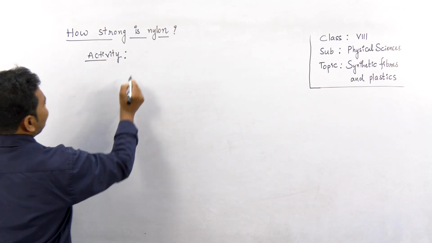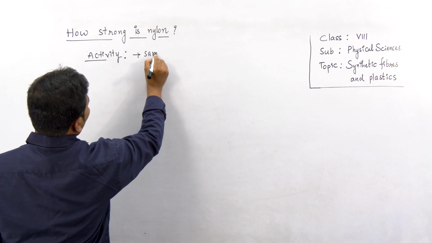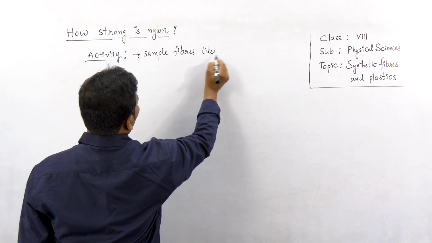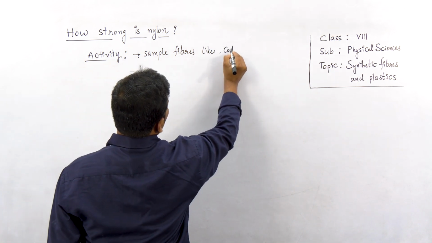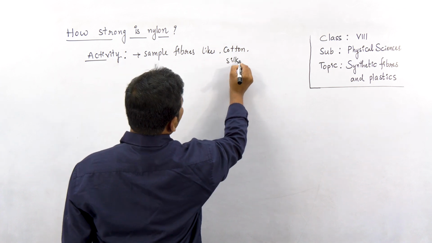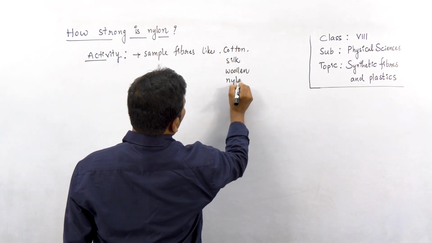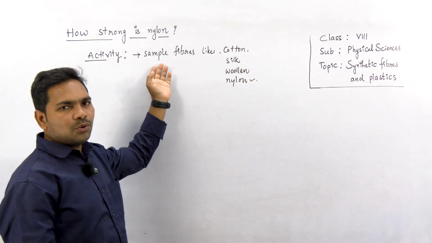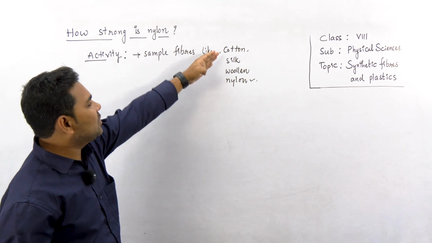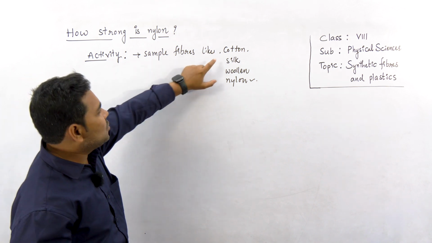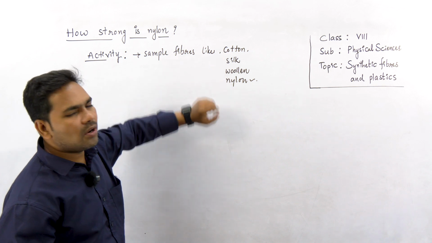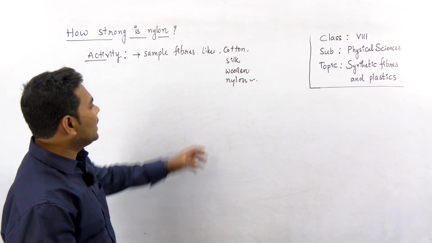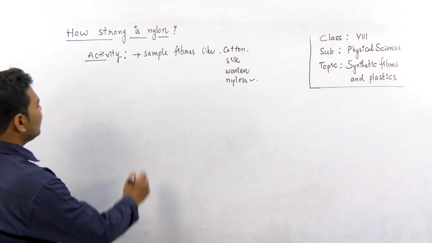In this activity, first we have to collect some samples of fibers, like a cotton fiber, silk fiber, woolen fiber, and nylon. Let's take these different fibers, compare them, undergo some tests, and identify which one is stronger among all of them. You can see cotton, silk, and woolen are natural fibers. Nylon is an artificial fiber, like a synthetic fiber. Let us compare the strength of these fibers with this activity.